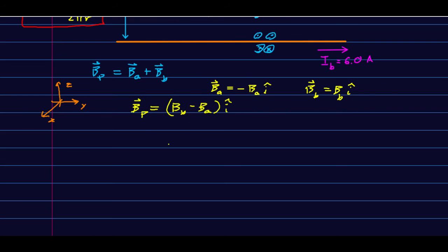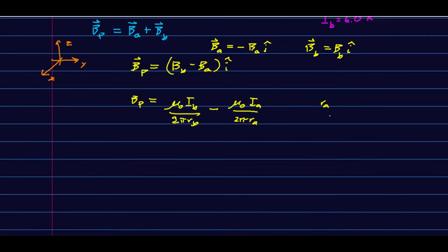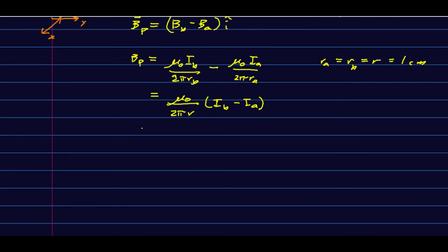And I can write that in terms of the currents, so I'll just say my BP magnitude, and I'll write it in terms of everything else. Where this RA and this RB are both just a centimeter, because we're looking halfway between. So I'm just going to say RA equals RB equals R, and that's a centimeter. And I'm just going to simplify this a little bit just to make my plugging in a little easier. It ends up coming out like this. This is an optional step just to simplify the plugging in.